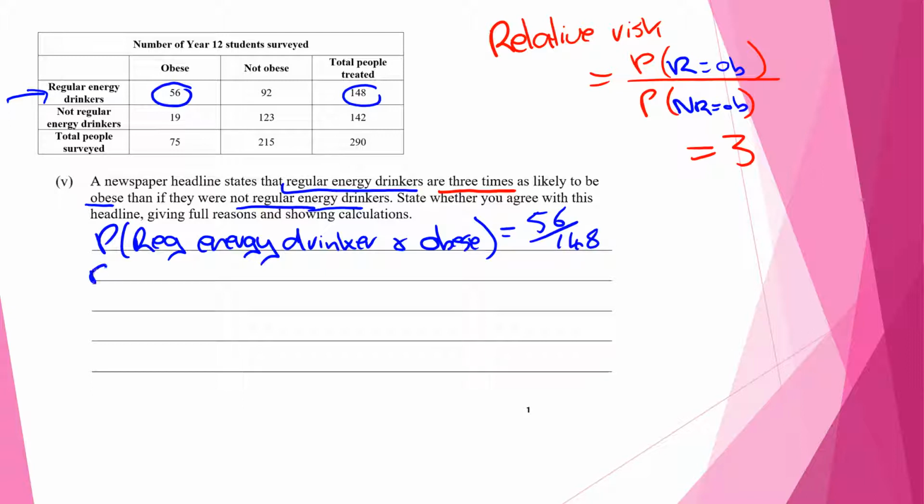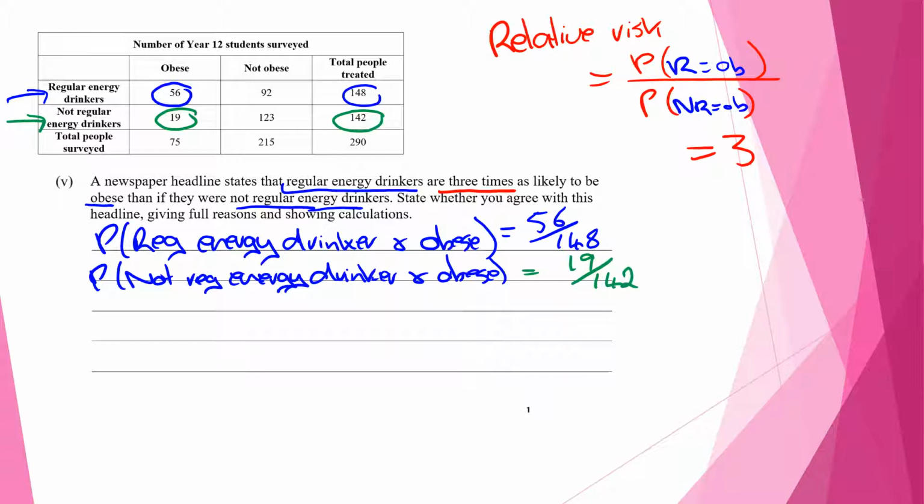And the probability of not a regular energy drinker and being obese. So that probability is going to be, choose green colour, not regular energy drinker and obese, 19 out of the 142.